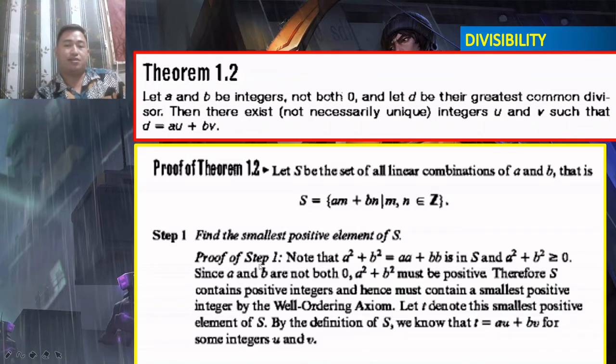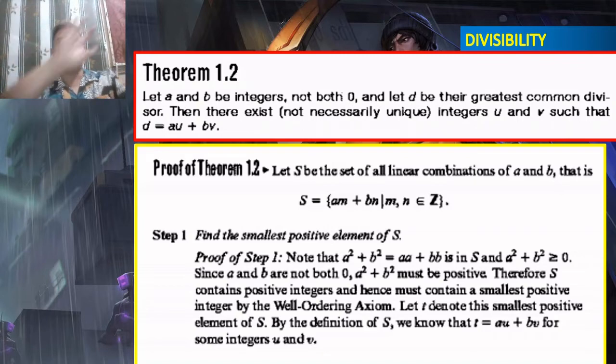Now, since ang atong A ug B class are not both 0, so di man pwede ma-0 ang duha ka A ug B. Therefore, kaning A squared plus B squared must be positive lang or greater than lang siya ni 0. Wala na kaning apil nga equal di sa ubos. This is greater than 0 or positive. Must be positive. Yun na siya class set S. Okay.